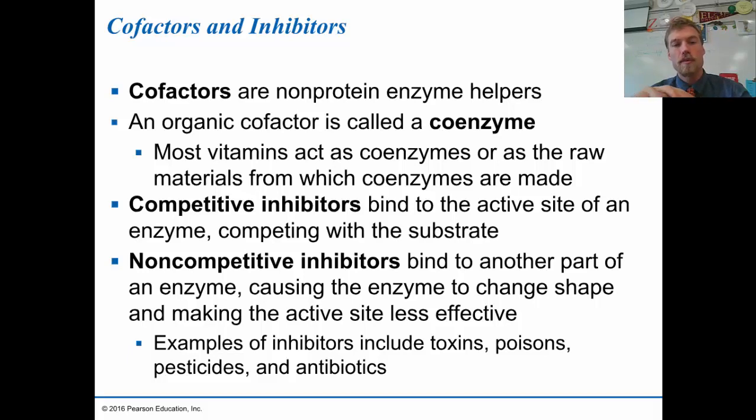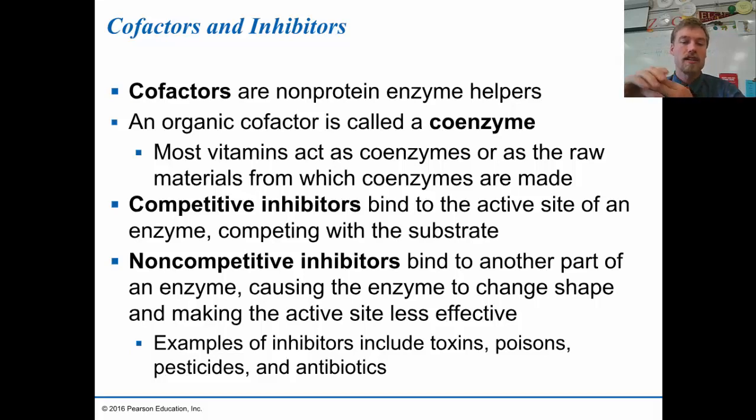Now, there's two different types of inhibitors that can come into play as well. Competitive inhibitors are going to bind to the active sites of an enzyme, which means that they're competing with the substrate. They basically make it so the substrate can't bind. Or we can have non-competitive inhibitors. And non-competitive inhibitors will bind to another portion of the enzyme. And when they do, they cause the enzyme to change shape. And when the enzyme changes shape, now it can't actually bind to the substrate.